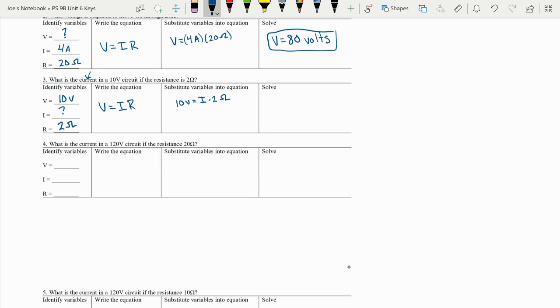To get I all by itself, because that's what we want at the end of this, we're going to take both sides and divide by 2 ohms. And 10 divided by 2 is equal to 5. And because it's current, 5 amps equals I.